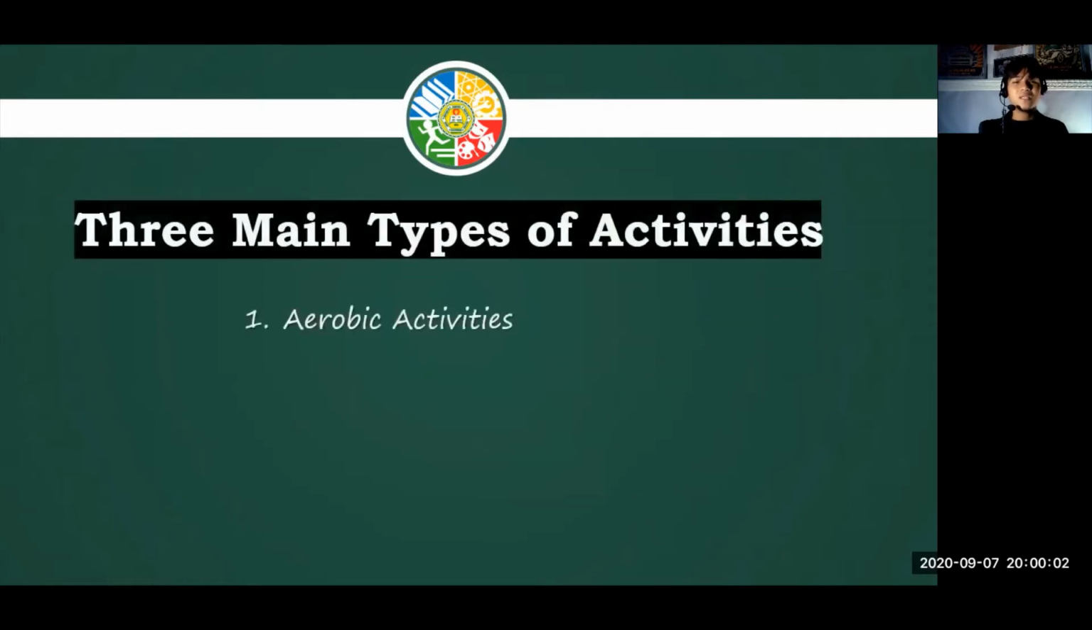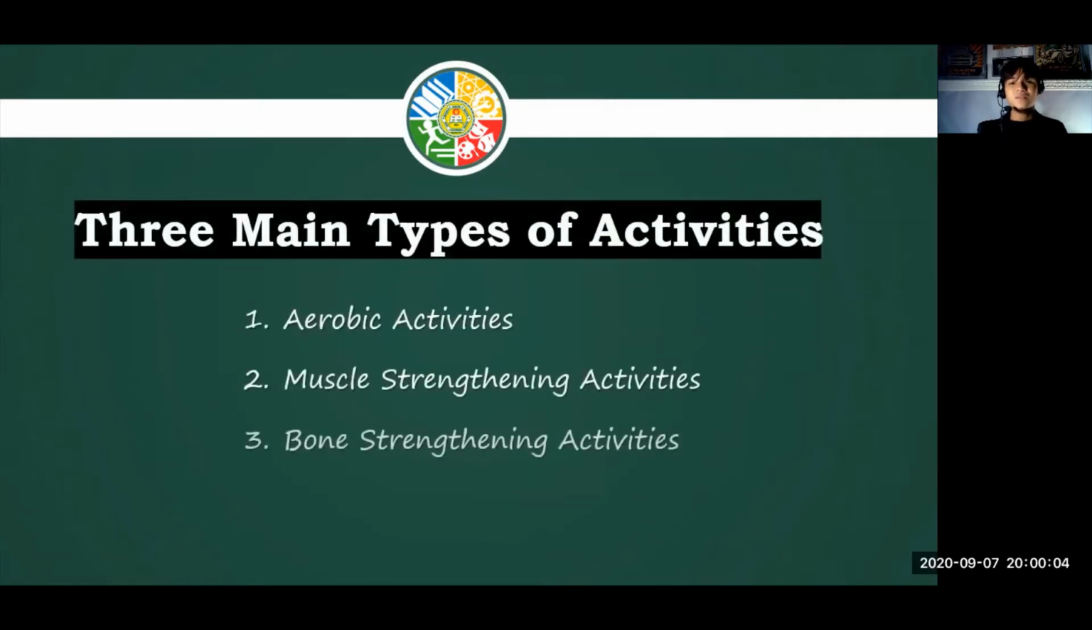And then we proceeded to the three main types of activities. The first one is aerobic activities. Take note, aerobic comes from the word air. Therefore, aerobic activities are activities where we breathe heavily, such as heavy sports like basketball. It can also mean swimming, and so on and so forth. Additional information: these are activities that can improve our cardiovascular endurance, our heart and lungs.